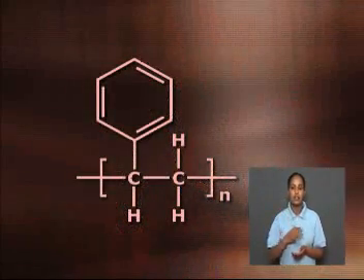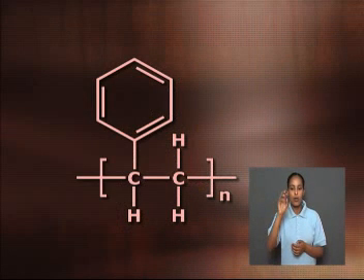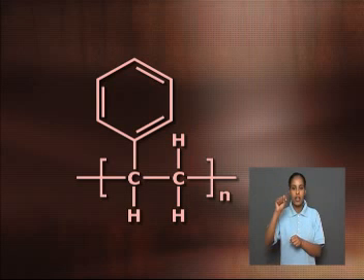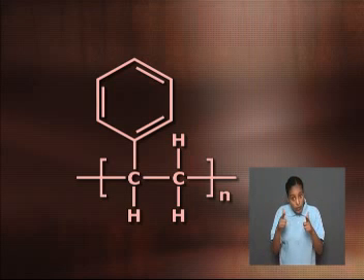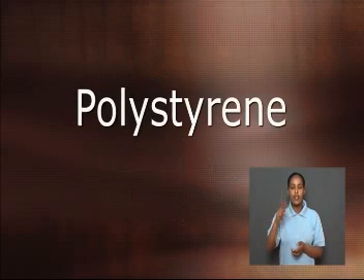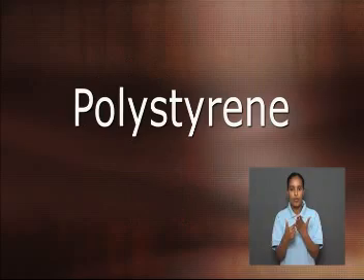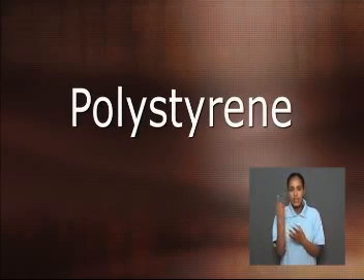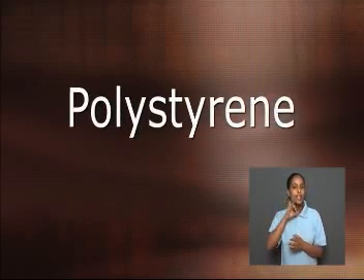Polystyrene is an aromatic polymer made from the monomer styrene. Aromatic in this context means that its molecules are unusually stable because of the arrangement of its atoms. Polystyrene is therefore one of the most commonly used types of plastic.